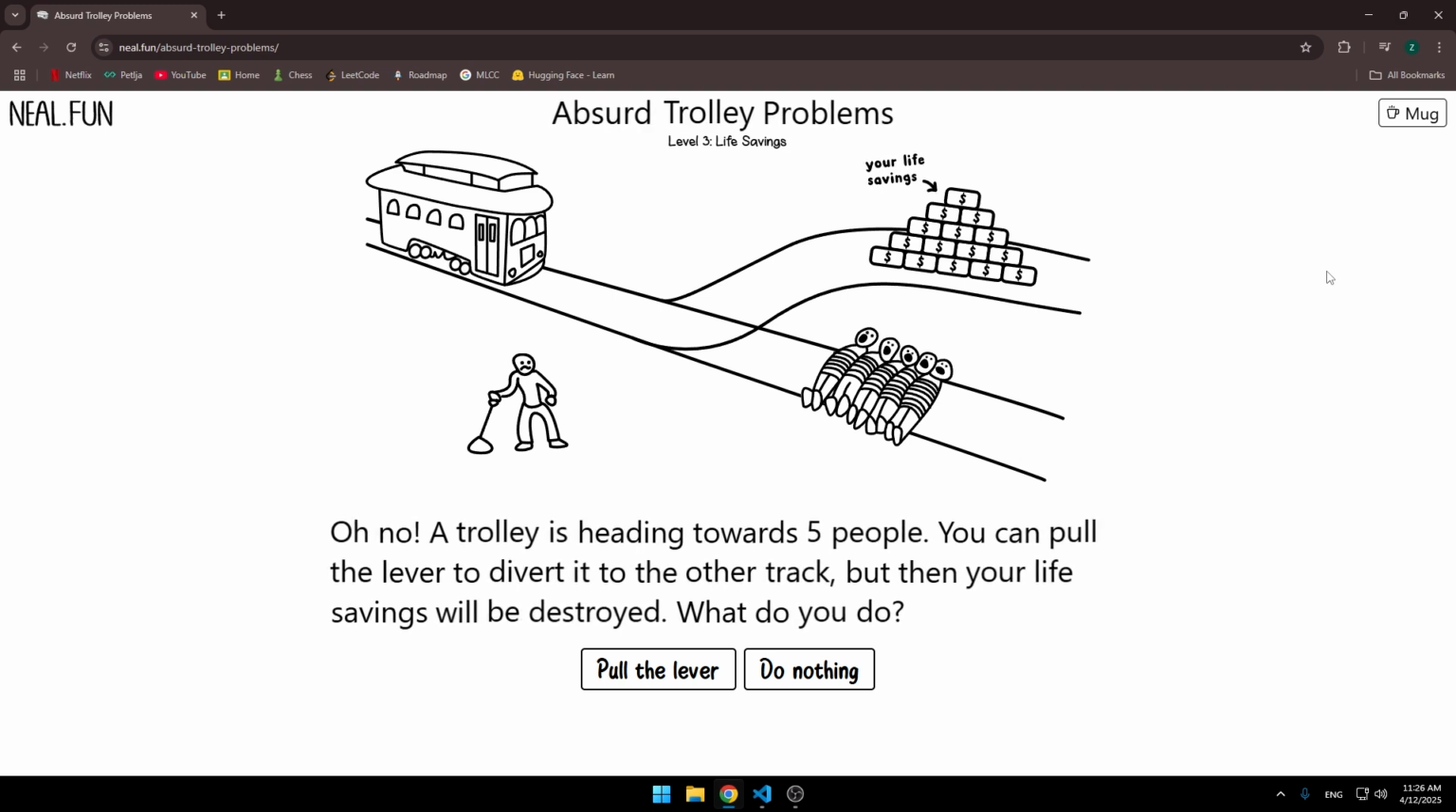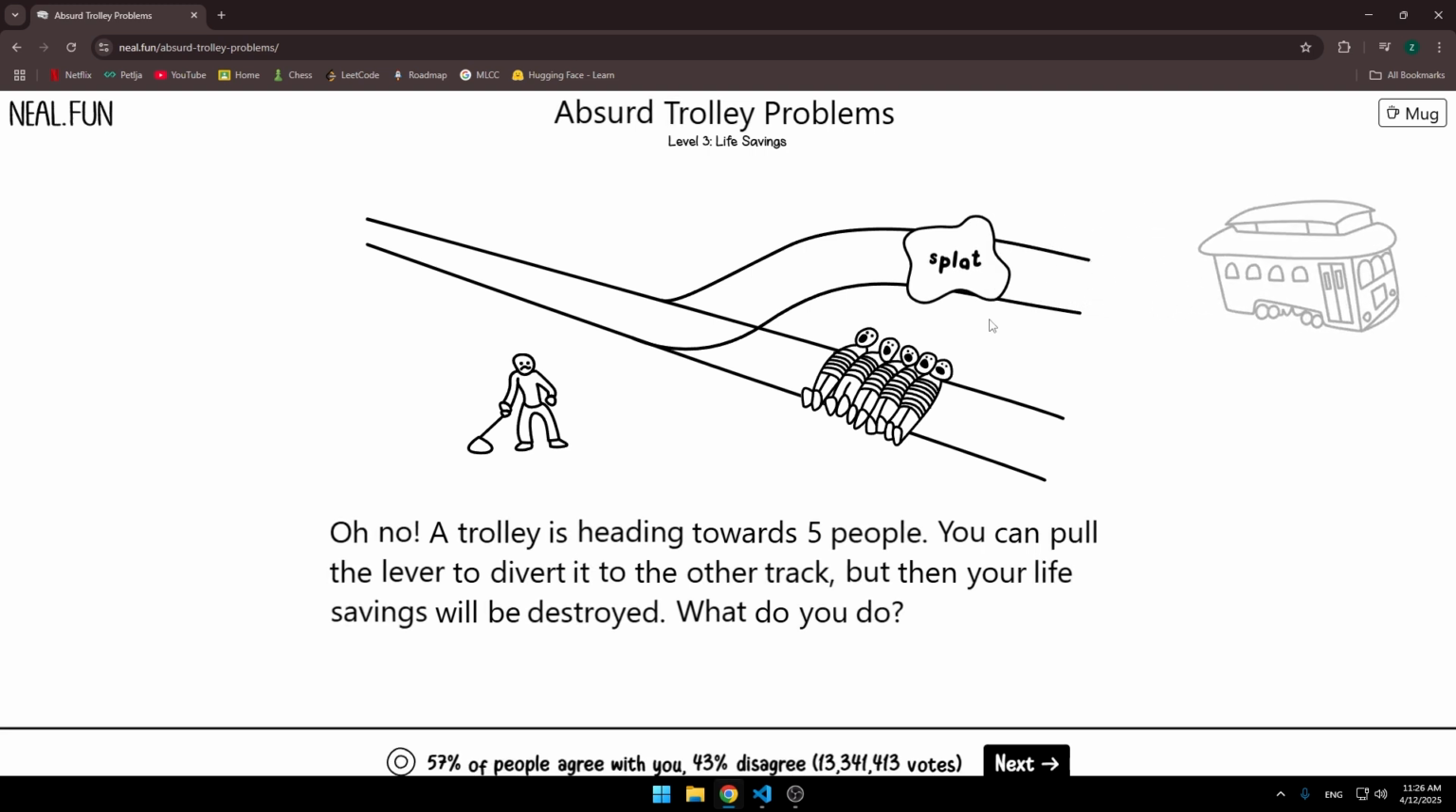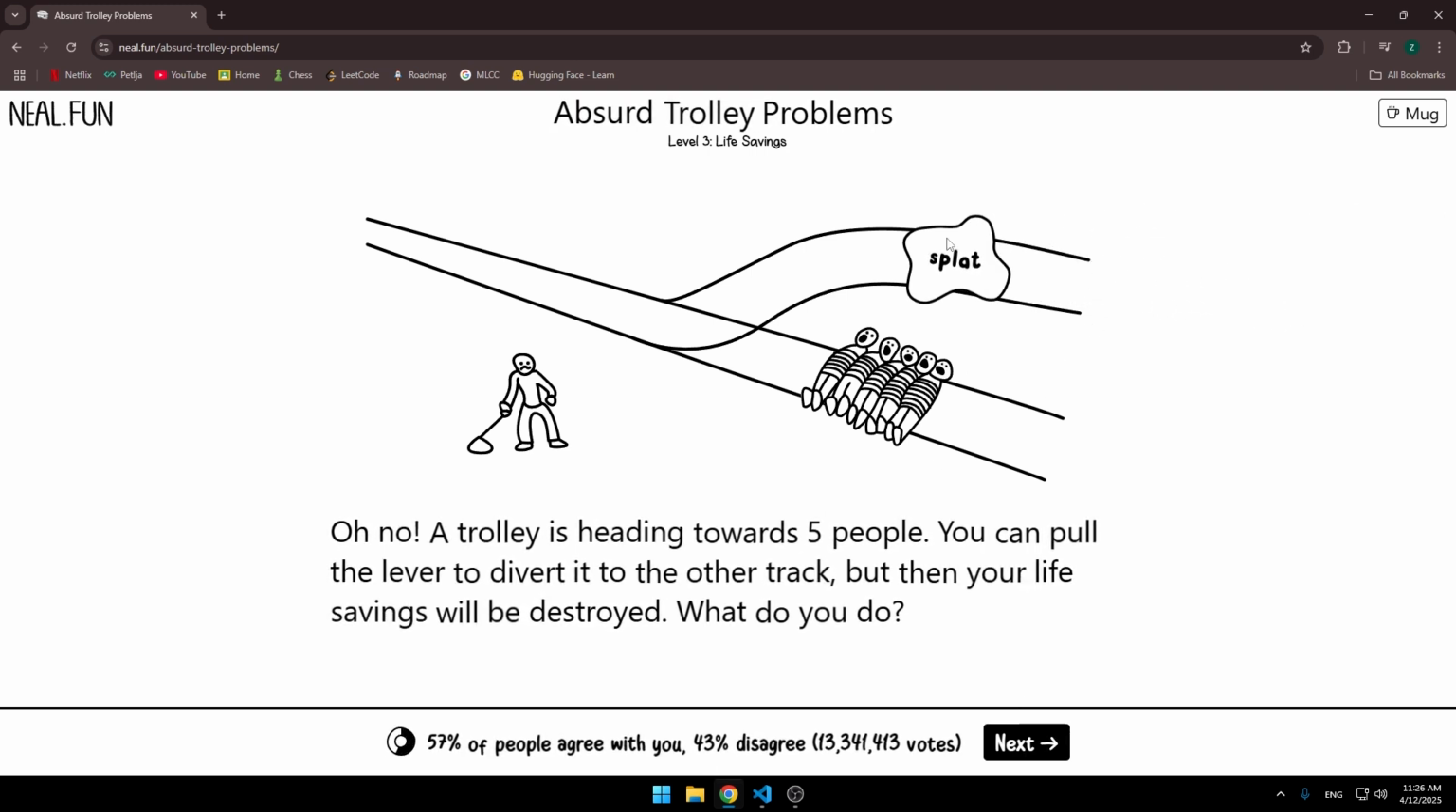So let's see what it does. Pull the lever. Reasoning: 5 lives outweigh my savings. It's a tragic loss of resources, but actively choosing to let 5 people die is a heavier moral burden. It's a utilitarian choice, minimizing overall harm. Okay, yeah, as I said, the AI is going to go for the boring option here because it's trained to be moral. And 57 people agree with it.